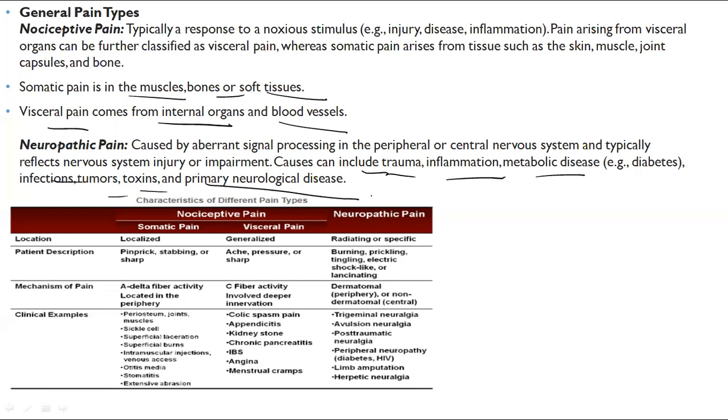Somatic pain is like a stabbing pain, and the mechanism is A delta fibers, and visceral pain is due to C fibers. Somatic pain is a pinprick kind of pain, and generalized pain is visceral pain. Somatic pain happens in the muscles, bones, and soft tissues, and in internal organs and blood vessels it is visceral pain. Neuropathic pain is mainly radiating, specific, and due to some signal processing disorder, and examples are trigeminal neuralgia, post-traumatic neuralgia, and peripheral neuropathy.